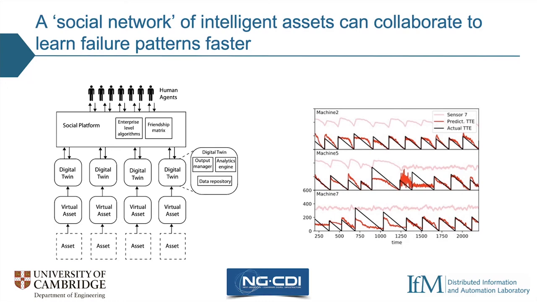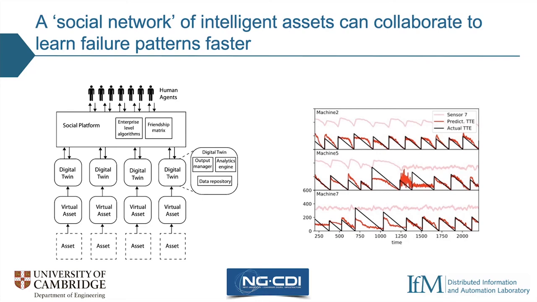Initially, the predictions go haywire. The machine is not able to predict the failures properly at all. But quickly, it realizes that it should not be friends with machine 2 anymore. It should be friends with machine 7. So this social network platform, which is responsible for identifying closely performing assets, tells the asset, you're actually making friends with the wrong person, unfriend machine 2 and make friends with machine 7.